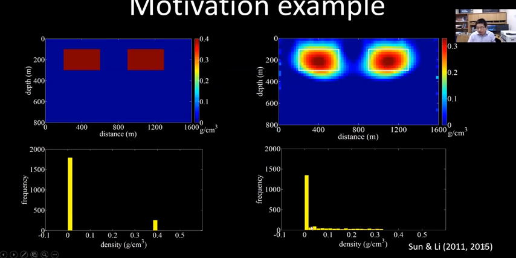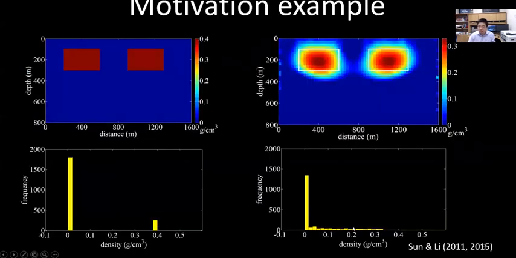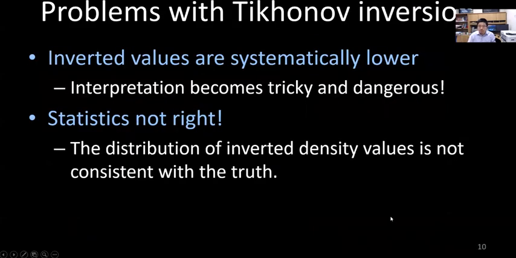But if you plot up the distribution of the inverted densities, this is what you see here. So there are two problems with this model. The first one is that the inverted values are systematically lower. For example, if you look at the distribution of the anomalous density values, they are almost uniformly distributed between 0 and 0.3-something, let's say 0.32. None of them is getting closer to the true value 0.4.